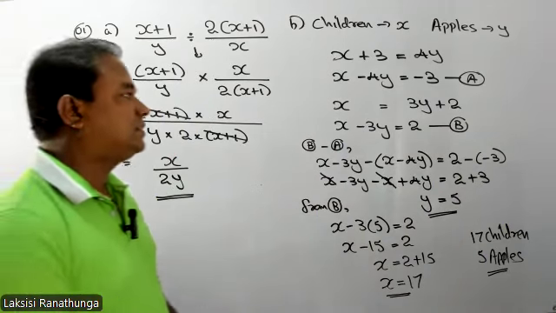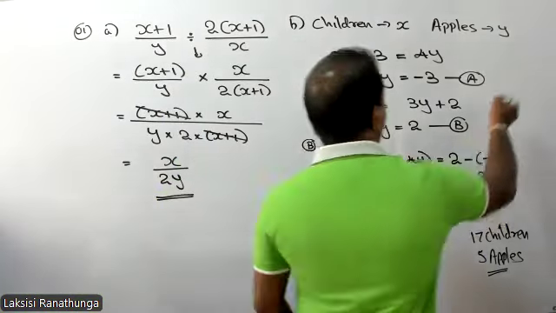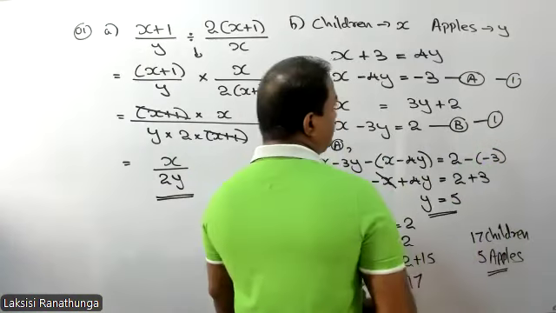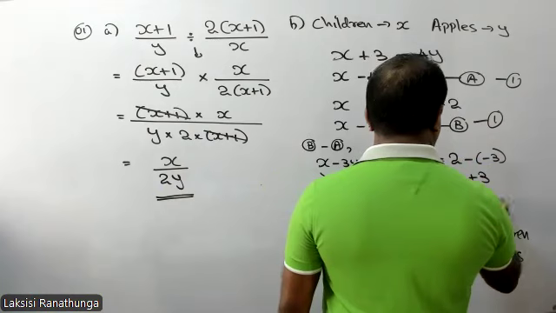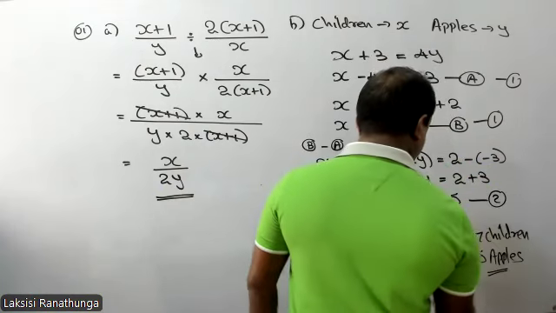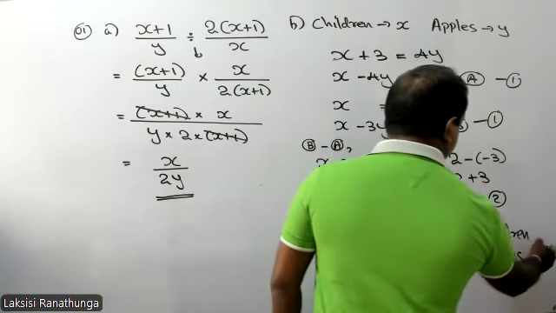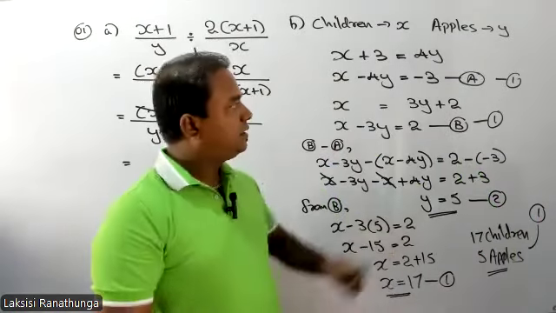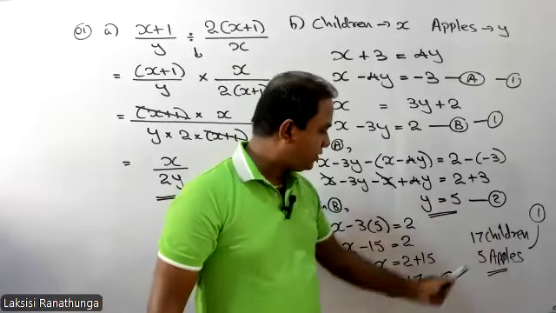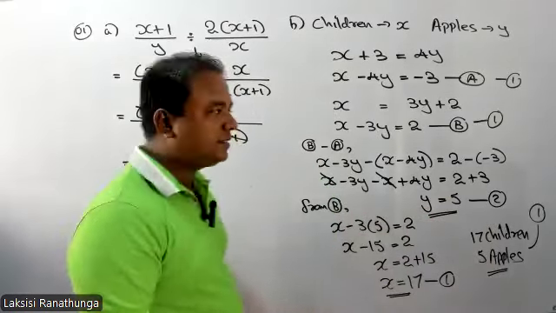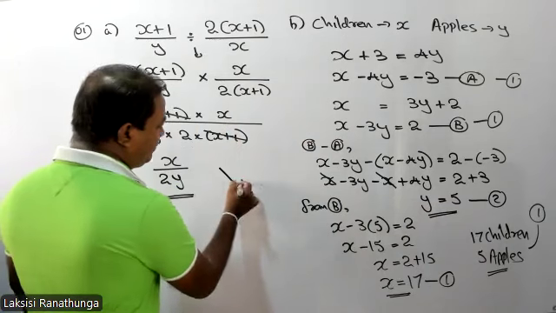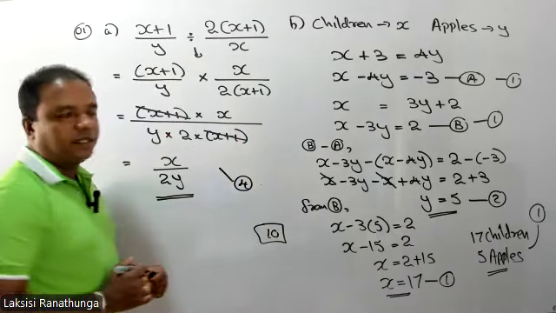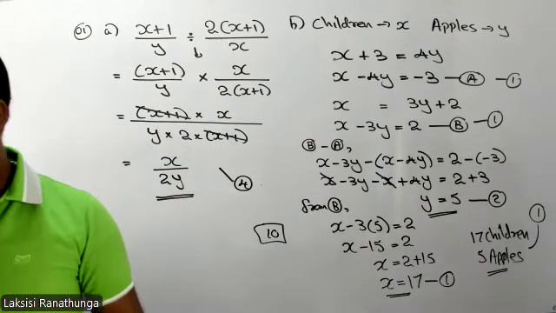Let's consider the marks. Build up the first equation 1 mark, second equation 1 mark. Solve them: first answer 2 marks, second answer 1 mark. Write the number of children and number of apples separately 1 mark. Now 1, 2, 3, 4, 5, 6 altogether 6. Simplify this algebraic fraction 4 marks. Then the total is 10 marks for the first question. You recorrect it.